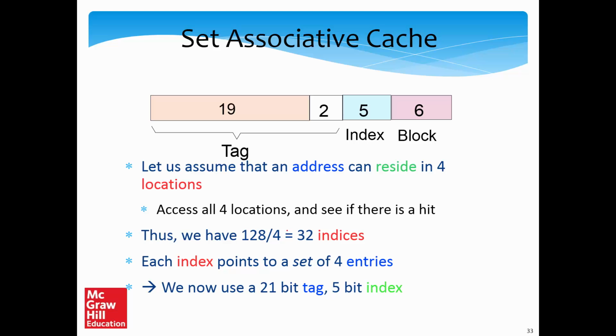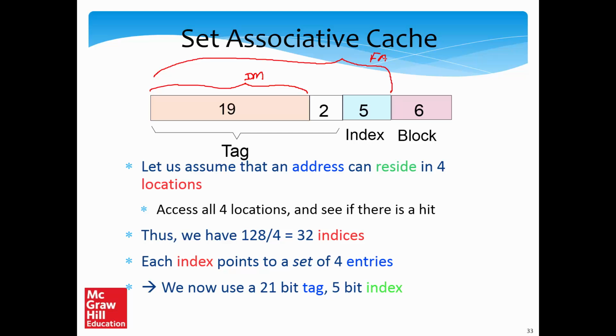So in this particular cache, let's take a look at the tag size. Tag is what is stored in the tag array. In the case of a direct mapped cache, the tag was only 19 bits, right? In the case of a fully associative cache, the tag was 26 bits because we needed a larger tag.